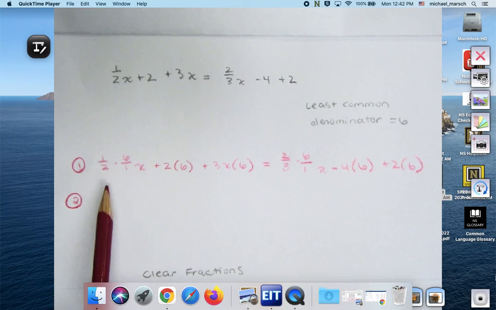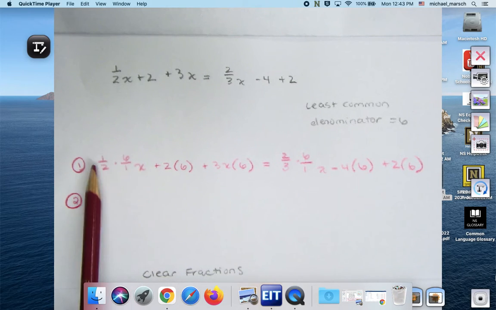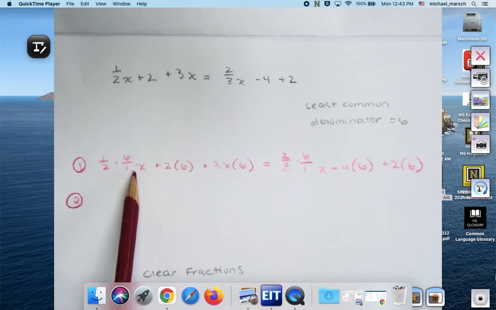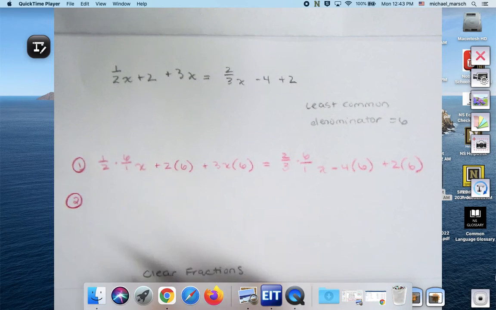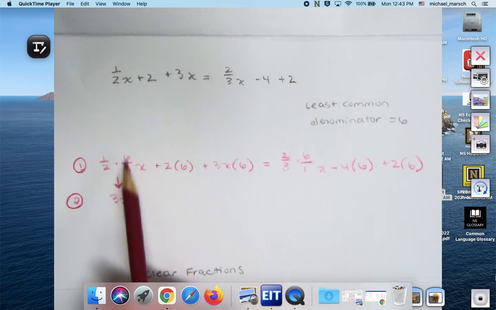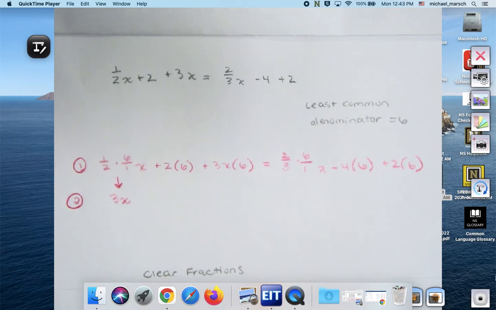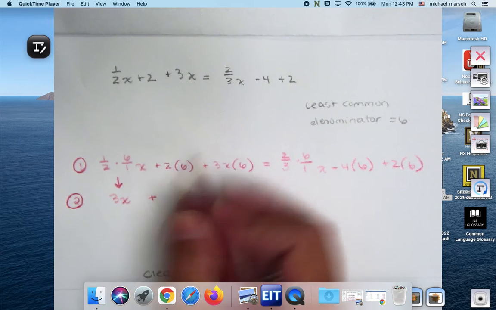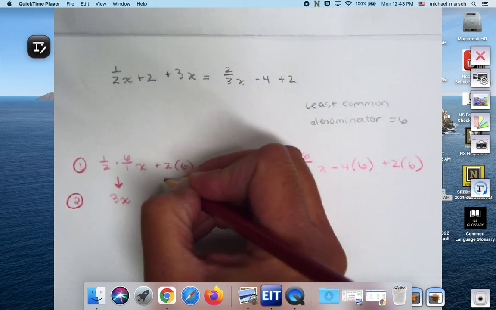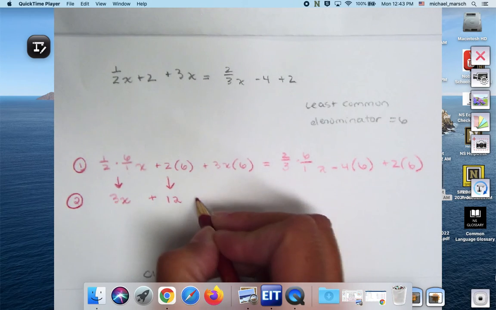So let's look at 1/2 times 6 over 1. What's 1 times 6? What's 2 times 1? So what's 6 over 2? 3. So I have 3x. Right, because I multiplied these two and I simplified them, I got 3x. What's 2 times 6? 12. Easy.